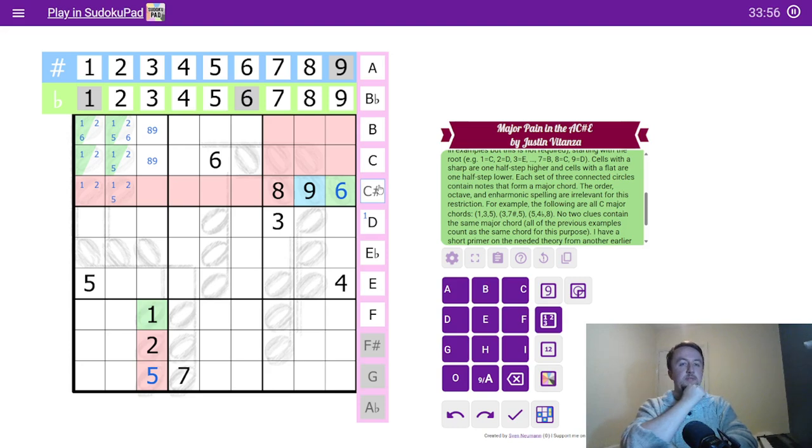So I don't think we can make a C sharp major triad with 2 and 5. So if it is going to be 2 and 5 without the 6, well, how's that going to work? Sharp 2, sharp 2, regular 5, flat 7 would work because that would be representing an E flat major chord.